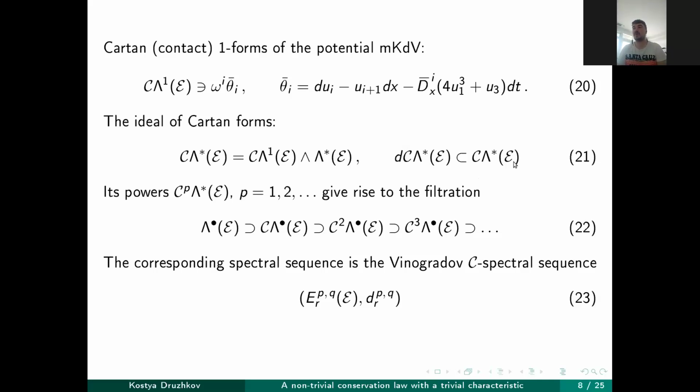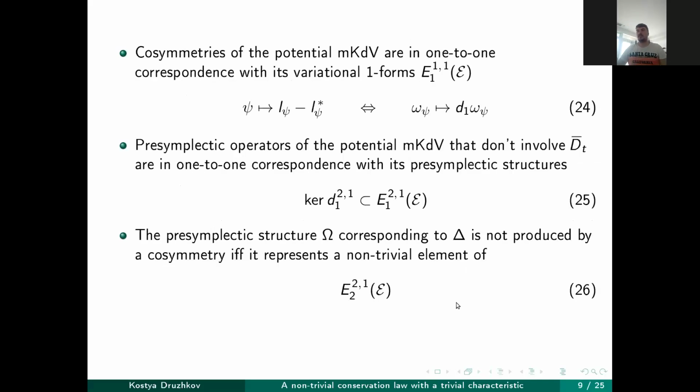The powers of this ideal, exterior powers of this ideal, give rise to the filtration 22. So here we have the de Rham complex, the Cartan complex, the complex of, I'll call them, twice Cartan forms, the complex of thrice Cartan forms, and so on. The filtration gives rise to the corresponding spectral sequence, which is the Vinogradov spectral sequence. I used the notation 23 for the Vinogradov spectral sequence. And it's important to describe the interplay between total differential operators, or elements of their kernels, and the abstract geometric structures described by the spectral sequence.